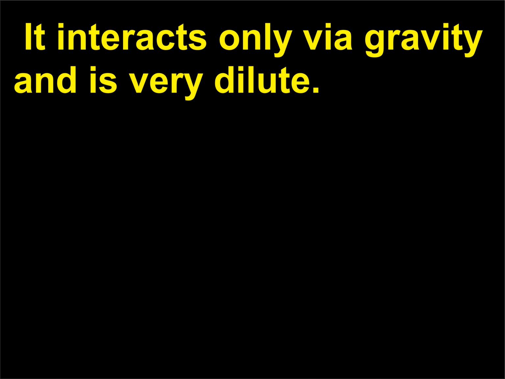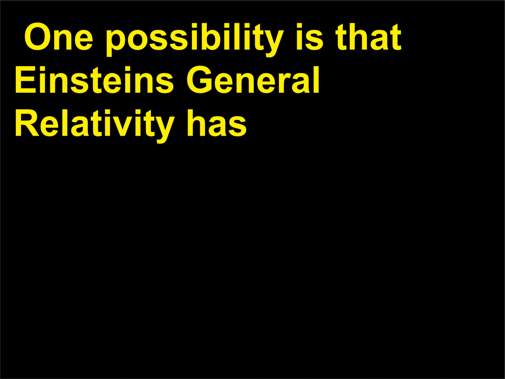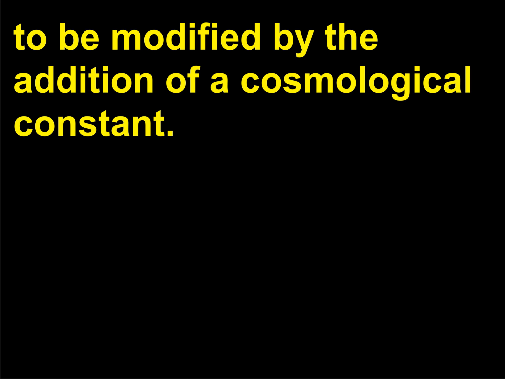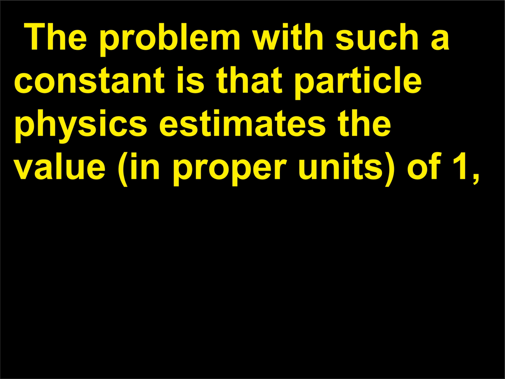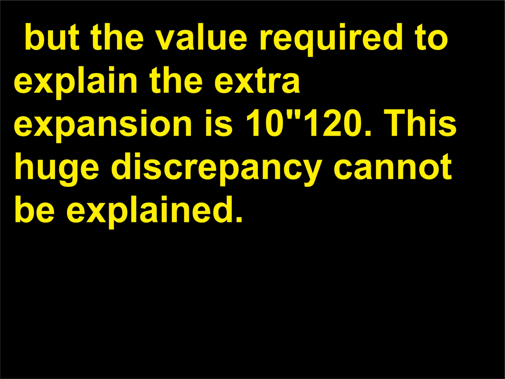It interacts only via gravity and is very dilute. One possibility is that Einstein's general relativity has to be modified by the addition of a cosmological constant. Einstein himself considered such a constant, then discarded it, calling it his biggest blunder. The problem with such a constant is that particle physics estimates the value, in proper units, of 1. But the value required to explain the extra expansion is 10^-120. This huge discrepancy cannot be explained.